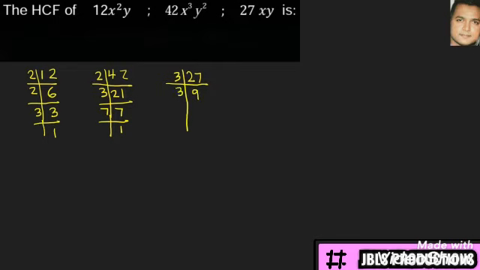It's important that you know your timetables, so it will help you to speed up this process. Thereafter, we write down what we have in expanded form. So we'll say 12 is equal to 2 times 2 times 3. Then we have 42, which is equal to 2 times 3, and it's important to put it in its columns so you have an idea, times 7.